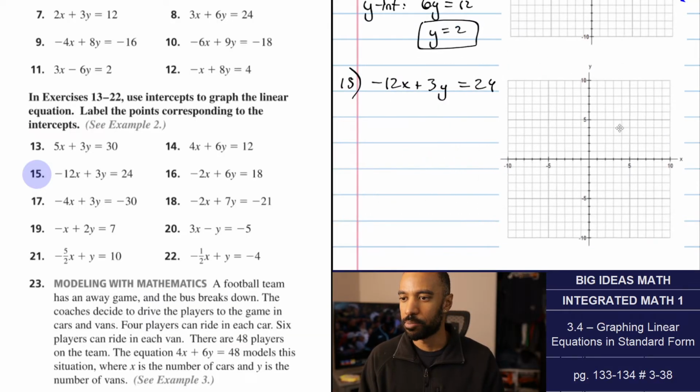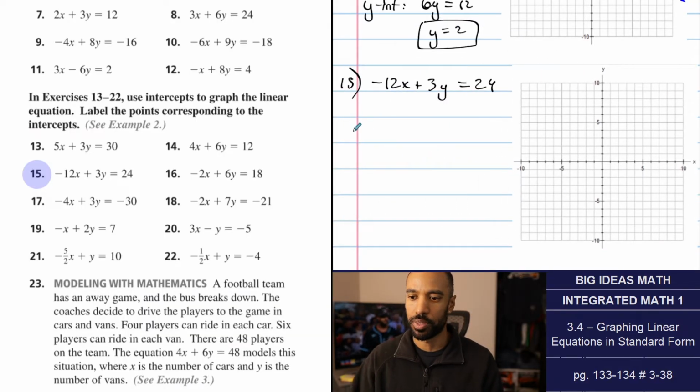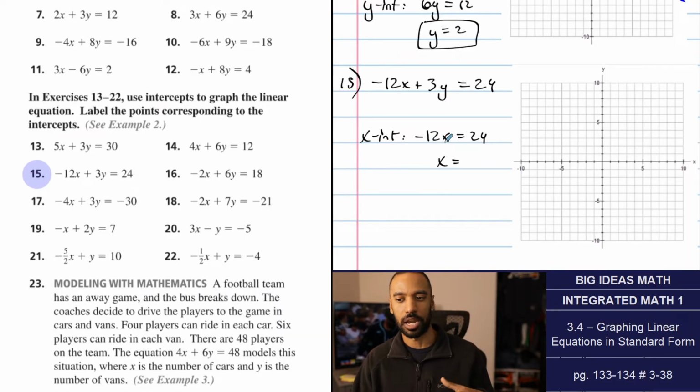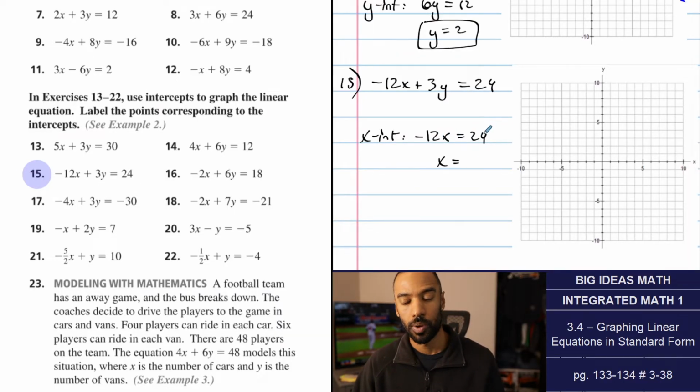The x-intercept, setting y equal to 0, leaves you with the equation negative 12x equals 24. You divide both sides by negative 12. This is where you've got to be careful if I'm not writing the in-between. 24 divided by 12 is 2, but positive divided by negative is a negative. So I got that point there.